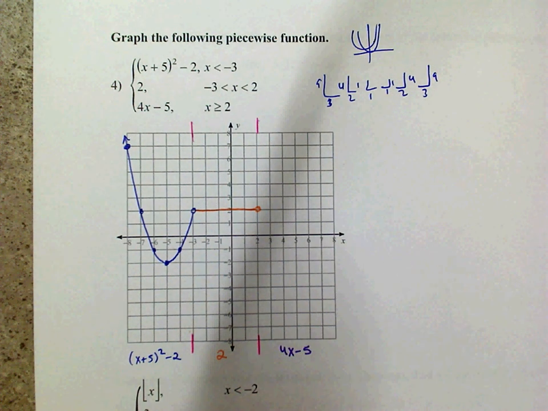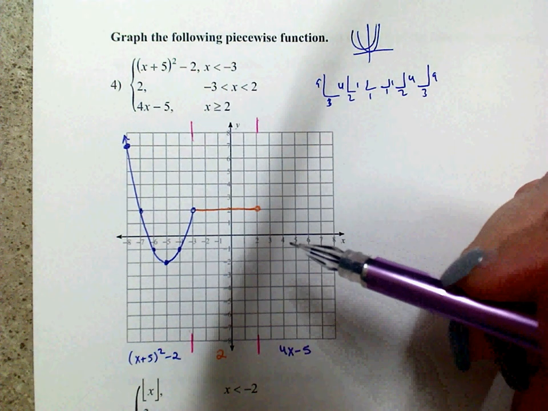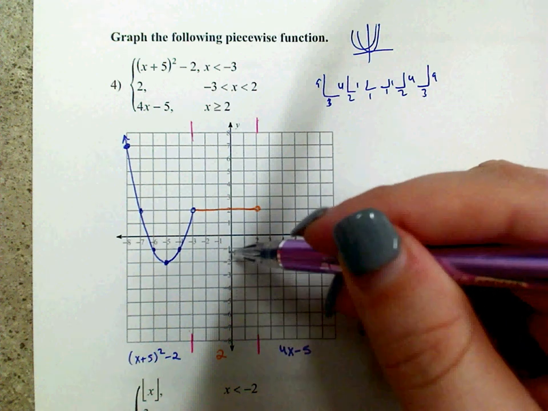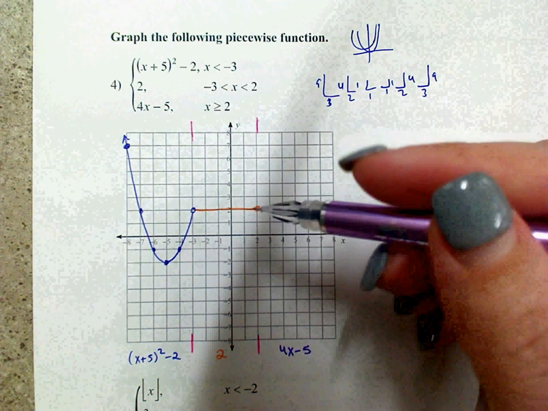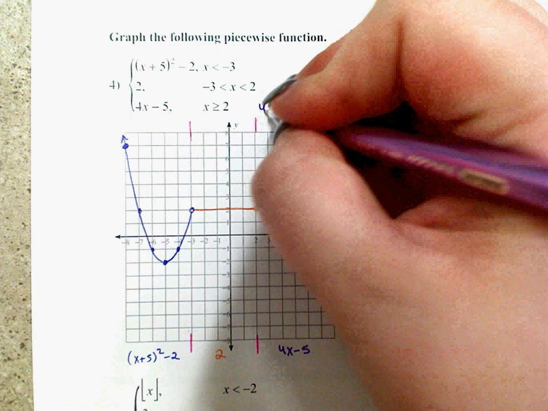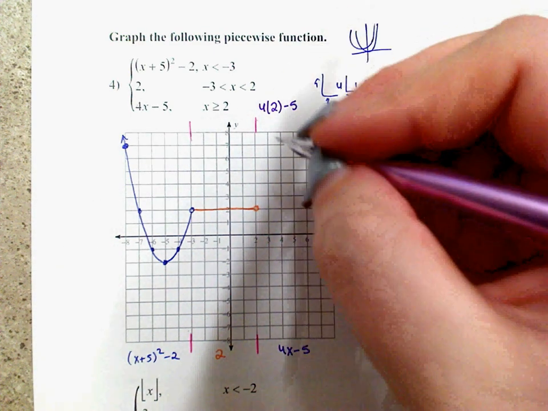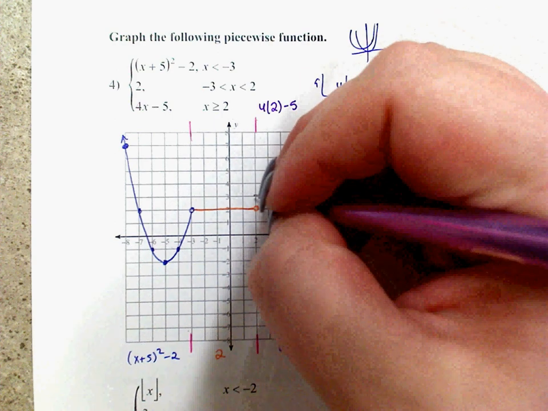The y-intercept is not on my interval. I mean, I could go to -5 and then just ghost draw it until I get to the point I need. But the easiest way to do this is to just plug in 2 and then go from there. So 8 minus 5 is 3. So I know at 2 I should be at 3. And that is defined, so that's a closed circle.